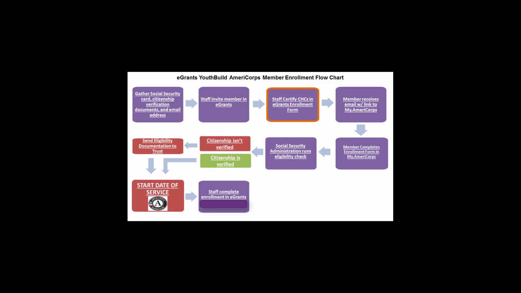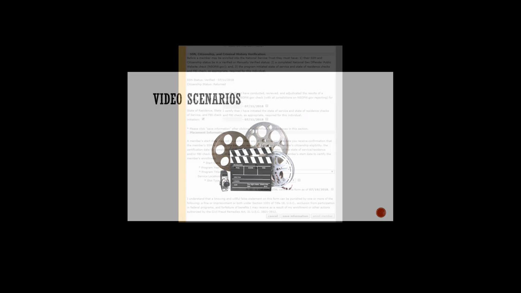If not, you can certify the criminal history checks any day up until the start of service. Next, the member completes their portion of the enrollment form, then the Social Security Administration reviews the information. If the information is automatically verified, program staff can complete the placement section at the bottom of the enrollment form, and if not, the staff will submit proof of eligibility before a member can start service. Now let's look at the enrollment form and see some examples of how these changes can play out in eGrants.